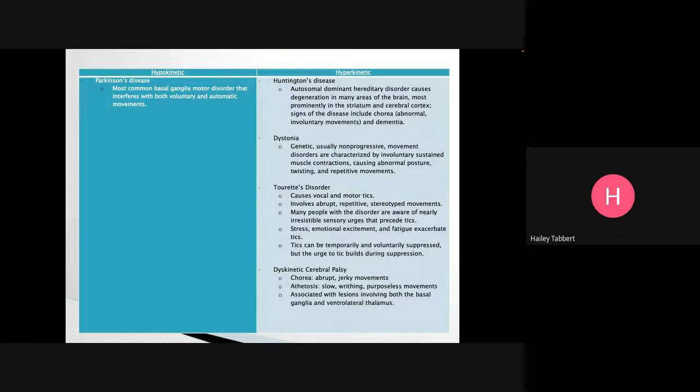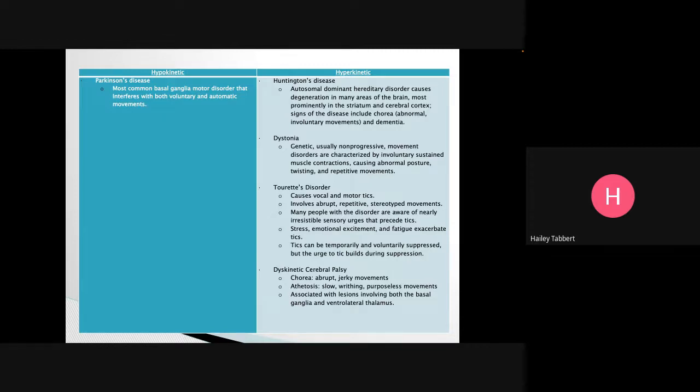As for the chart, I have it here. So there's a couple different diseases on here. Under hypokinetic, you can see Parkinson's disease, and this is the most common basal ganglia disorder that interferes with both voluntary and automatic movements. On the hyperkinetic side, we have a lot more. So there's Huntington's disease, which is an autosomal dominant hereditary disorder. This causes degeneration in a lot of different areas of the brain, but most prominently the striatum, which is part of the basal ganglia, and the cerebral cortex.